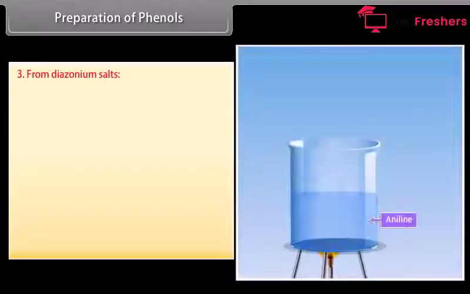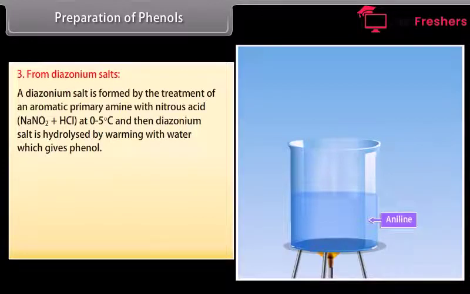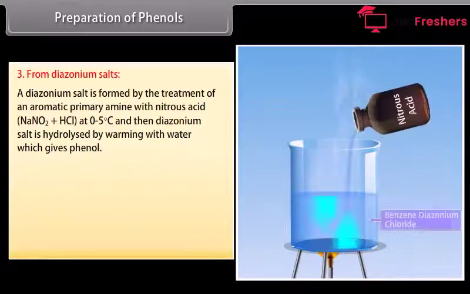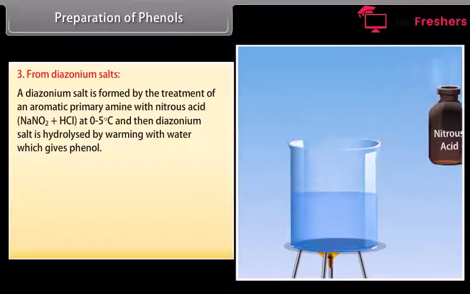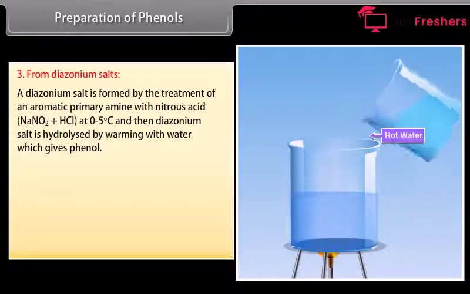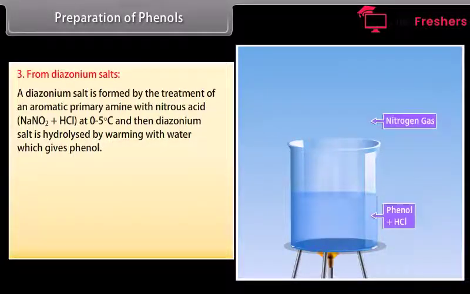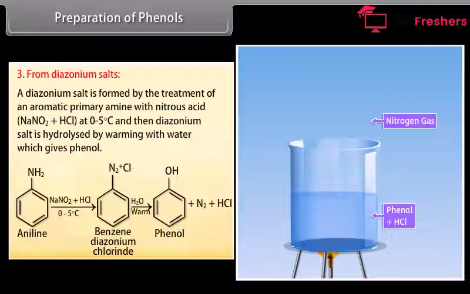Preparation of phenol. From diazonium salts. A diazonium salt is formed by the treatment of an aromatic primary amine with nitrous acid at 0 to 5 degrees Celsius, and then the diazonium salt is hydrolyzed by warming with water, which gives phenol. Aniline is treated with nitrous acid at a temperature of 0 to 5 degrees Celsius. It results in the formation of benzene diazonium chloride, and then by adding warm water it forms phenol, nitrogen, and hydrochloric acid.